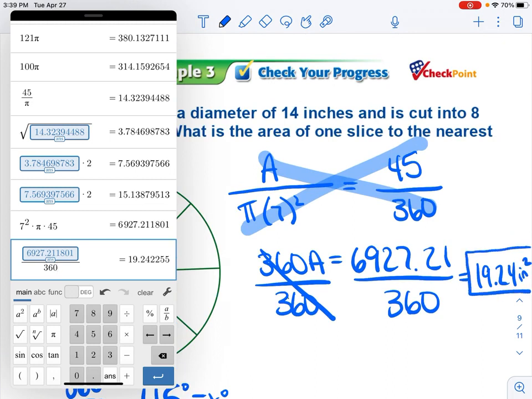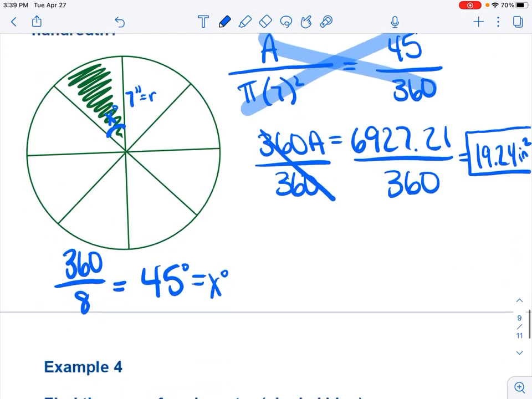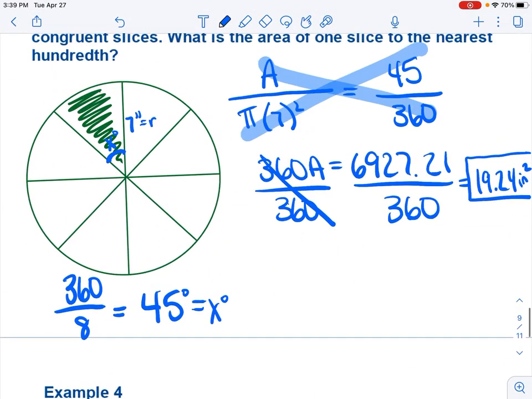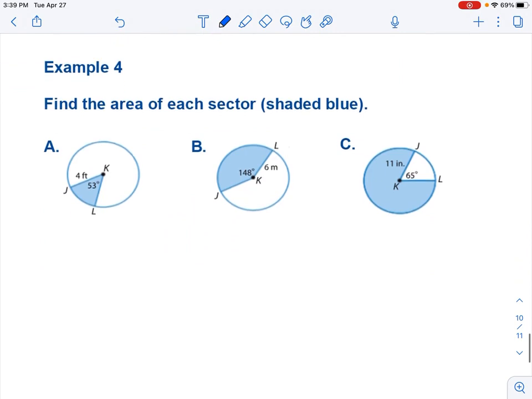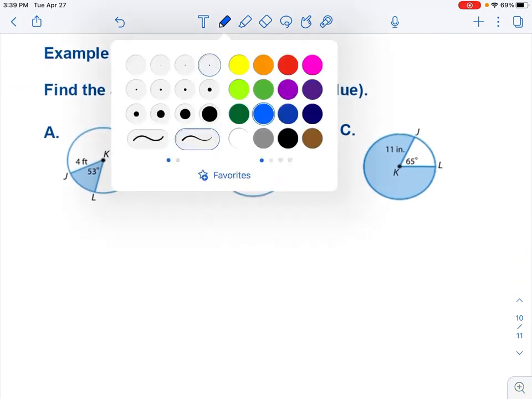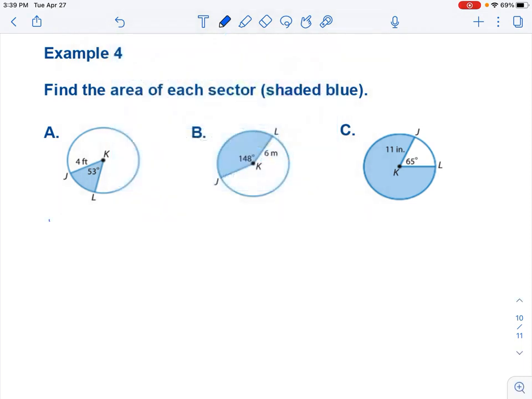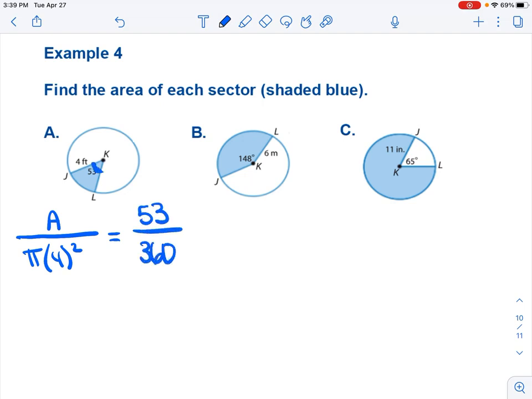The last three problems, we can't use the special way that I did up here in green because they are not congruent sectors. It doesn't tell us that. It just tells us shaded areas. So I use the same equation. I have area of the sector over the whole entire area, pi times the radius squared, equals the degree of the sector over 360. I cross multiply to solve.